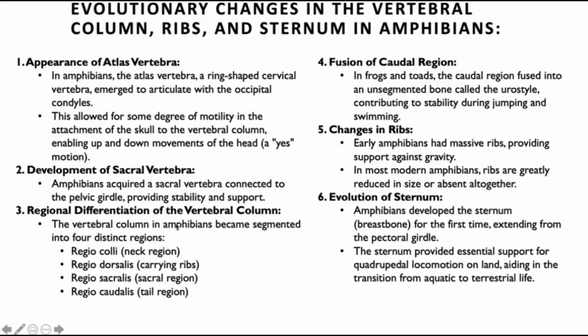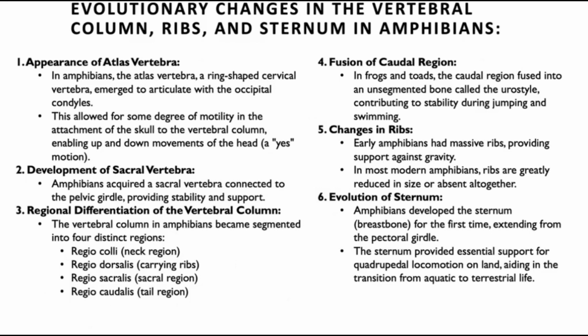So when it comes to the differences between the amphibians and the fishes, when it comes to their vertebrae, the difference is that the amphibians have 2 extra things, the regio colli and the regio sacralis. Okay, now in frogs and toads, the caudal region has fused into an unsegmented bone, which is called the urostyle. And this basically helps them to be stable while they're jumping or after jumping or swimming or things like that.